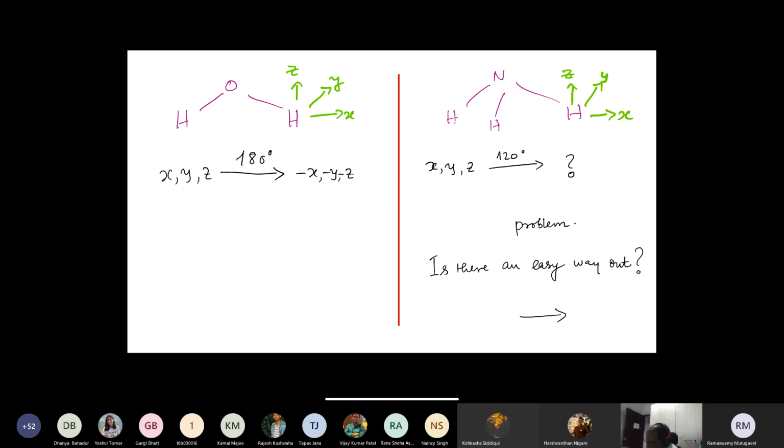When you have a water molecule, there's x, y, z. I do 180 degrees. For a changed atom, it becomes minus x, minus y. I think one should be plus. That is, z should be plus. Z does not change, because I'm rotating about this axis. But in ammonia, this comes here, this goes here, and this goes here. By this 120 rotation, all of them change their values, which cannot be simply denoted by minus. So how do we do this?